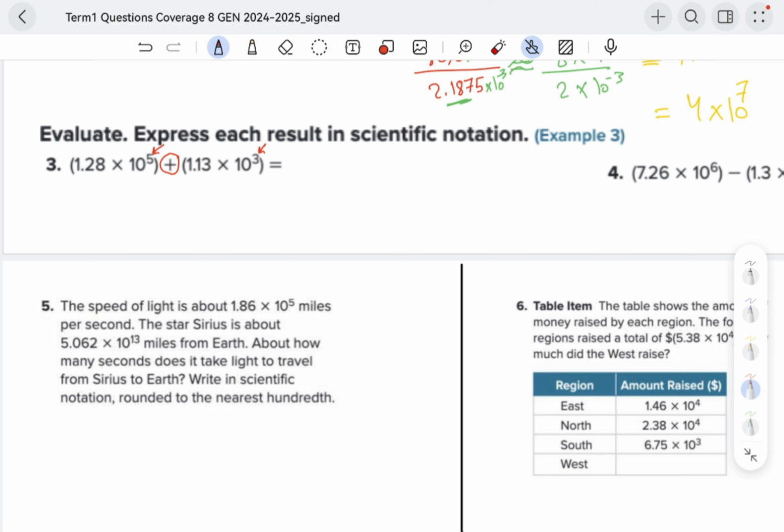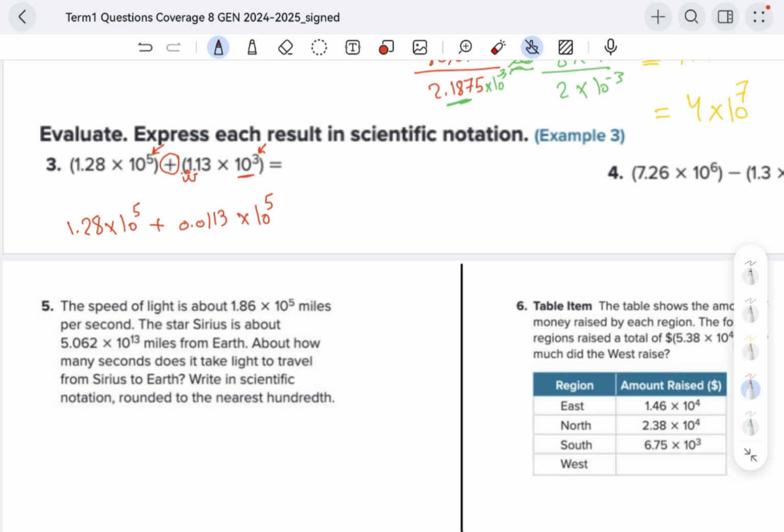So first we have to convert one of them to make it like the other one. Here we have 10 to the power 3. We can make it 10 to the power 5 if we move the decimal point 2 steps to the left. So this is equal to 0 point. We're going to move it 2 steps to make it 5. Okay, this is 1 and here is 2, and the empty space will be 0. So this is 0.0113 times 10 to the power 5 plus 1.28 times 10 to the power 5.